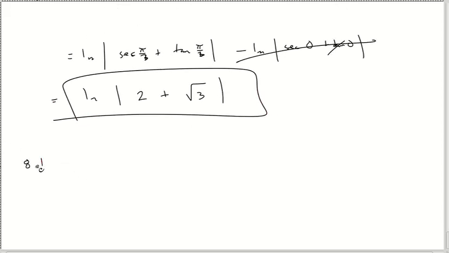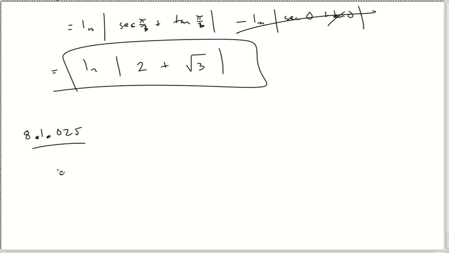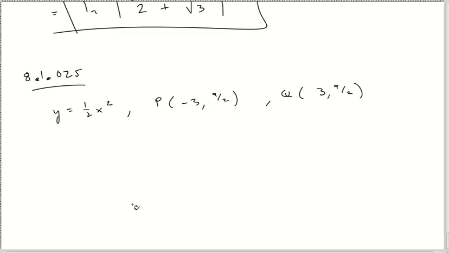All right, 8, 1, 0, 2, 5. So I have y is equal to 1/2 x squared. And they give me 2 points. They say negative 3 comma 9 halves, and then I've got 3 comma 9 halves. And what they're wanting is the arc length from this point to that point.